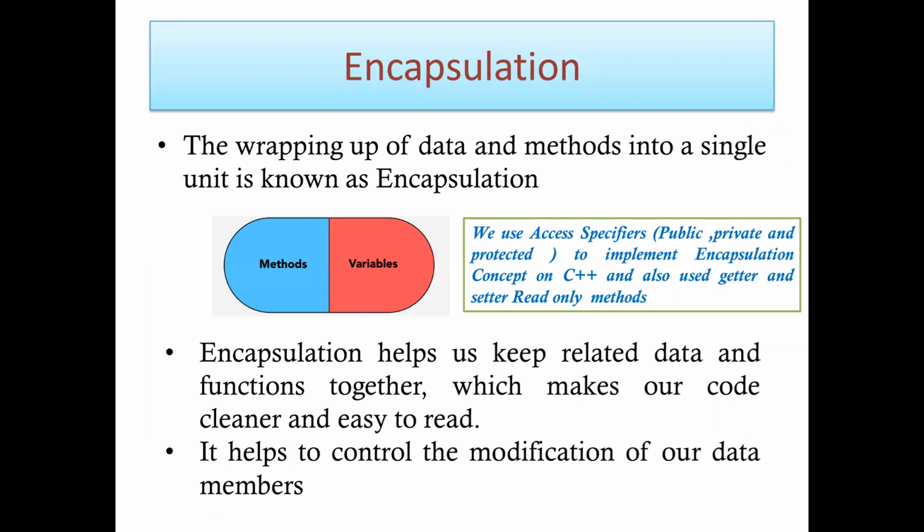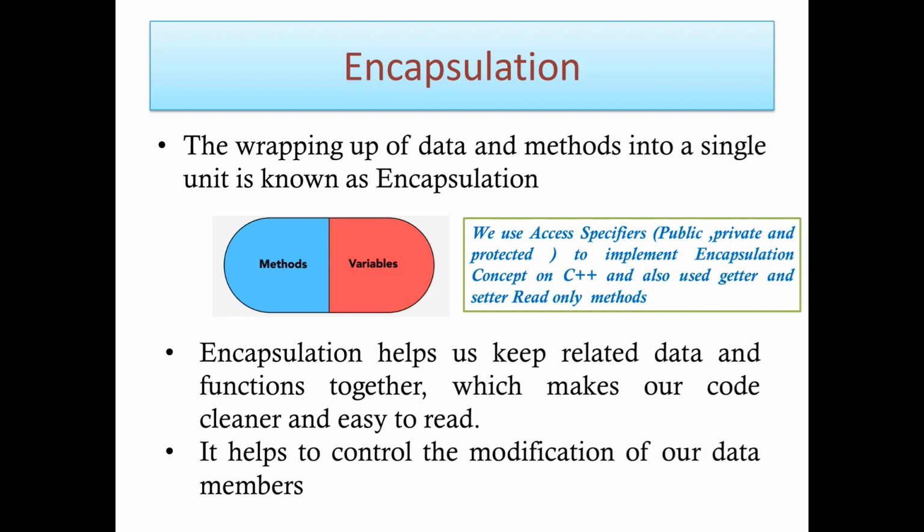And coming to encapsulation. Encapsulation is somewhat similar to a class in terms of definition, but the difference is that a class can be made public, so everybody can access it, whereas in encapsulation there is a restriction. The wrapping up of data and methods into a single unit is called encapsulation. So the data and the methods are wrapped and protected. In C++, we use access specifiers like public, private, and protected to implement the encapsulation concept, by simply using getter and setter read-only methods.